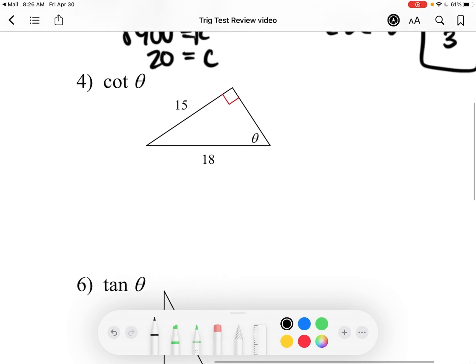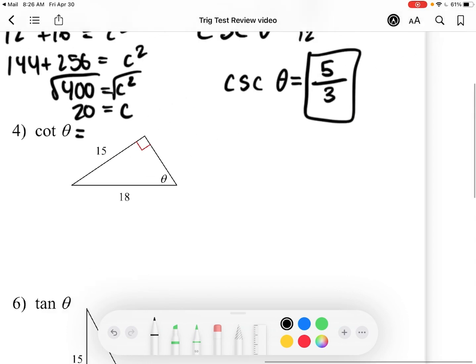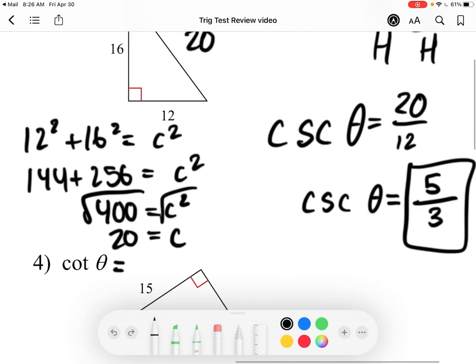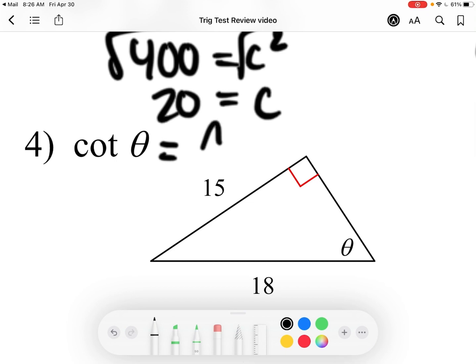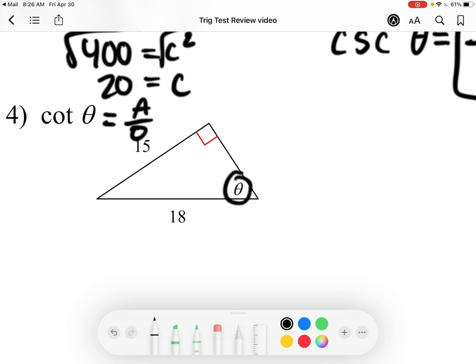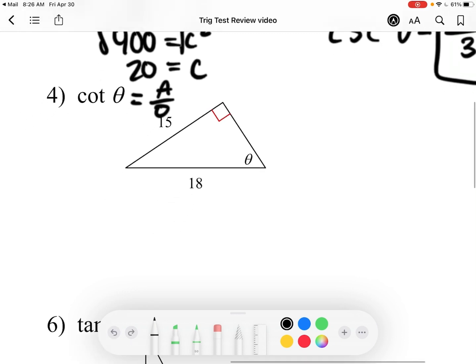All right, now we're going to go over cotangent, number 4. So number 4 tells us to figure out what cotangent theta is. So cotangent theta, cotangent is the reciprocal of tangent. So since tangent is opposite over adjacent, we're going to do adjacent over opposite for its reciprocal. So cotangent theta is adjacent over opposite. All right, so here's theta. This is the hypotenuse, and this is the opposite side. So we need to figure out what adjacent is.